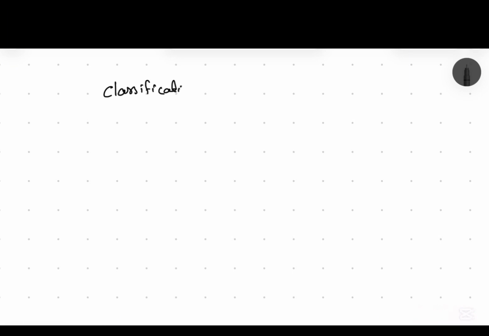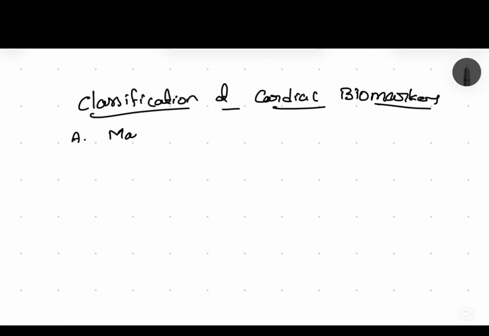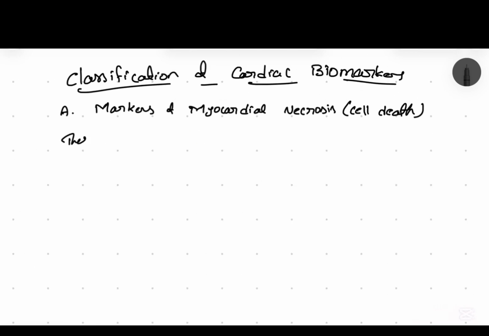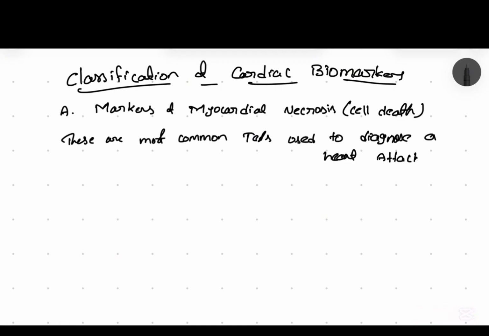Classification of cardiac biomarkers. We can divide these tests into three main categories based on their clinical function. Category A, markers of myocardial necrosis or cell death. These are the primary tests used to diagnose an active heart attack.